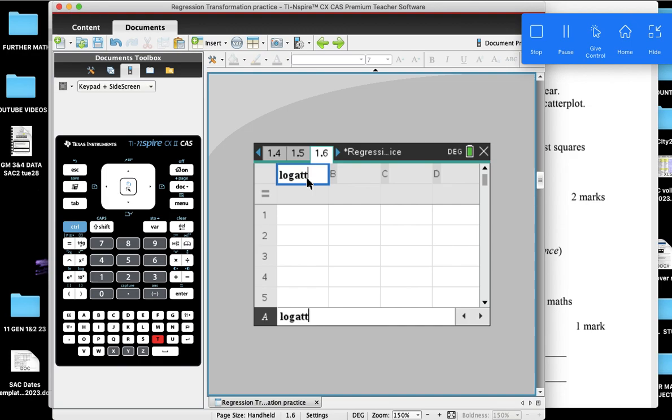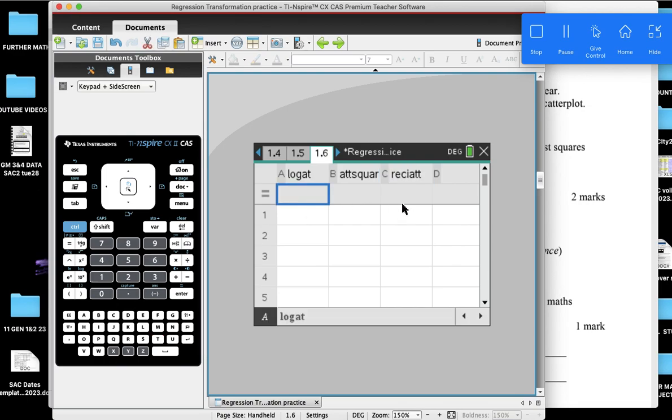So I might call it log attendance. I'll just call it log at. Another one is, I think, attendance squared. Is that right? Attendance squared, an x squared, is another appropriate transformation. And another one that it suggests is the reciprocal of x, which means 1 over x. So I'll just write reciprocal of attendance. Okay. All right. So they're the ones that are appropriate.